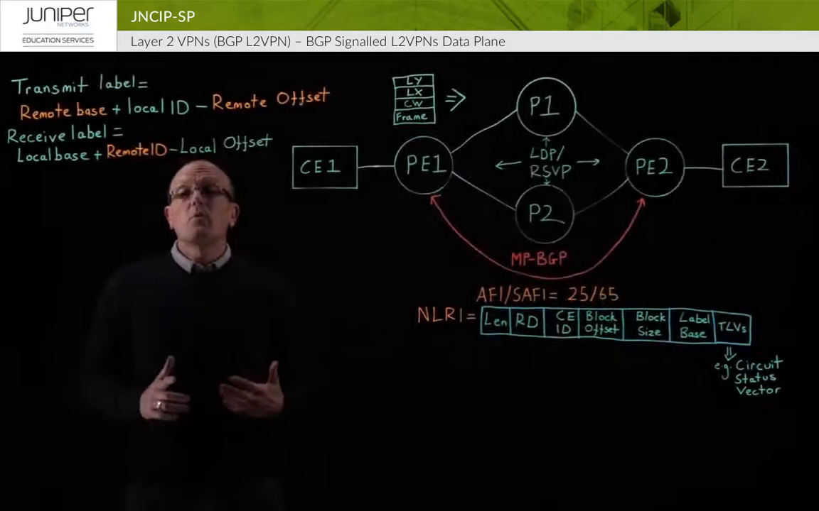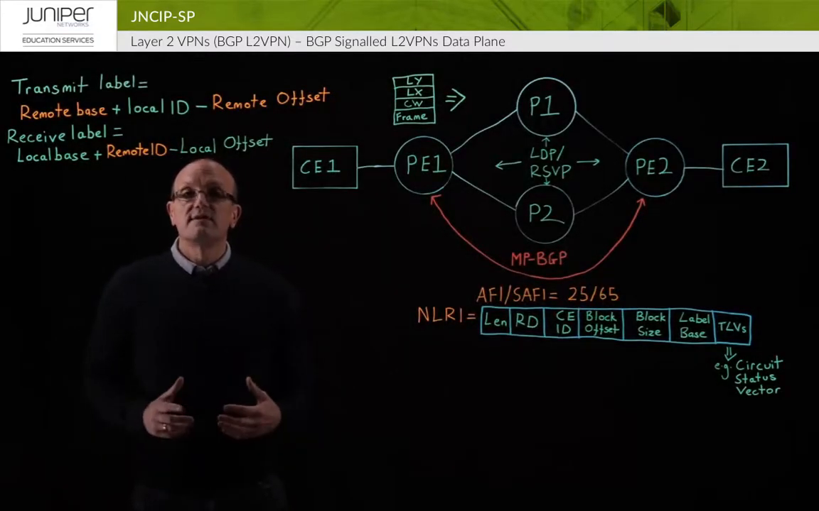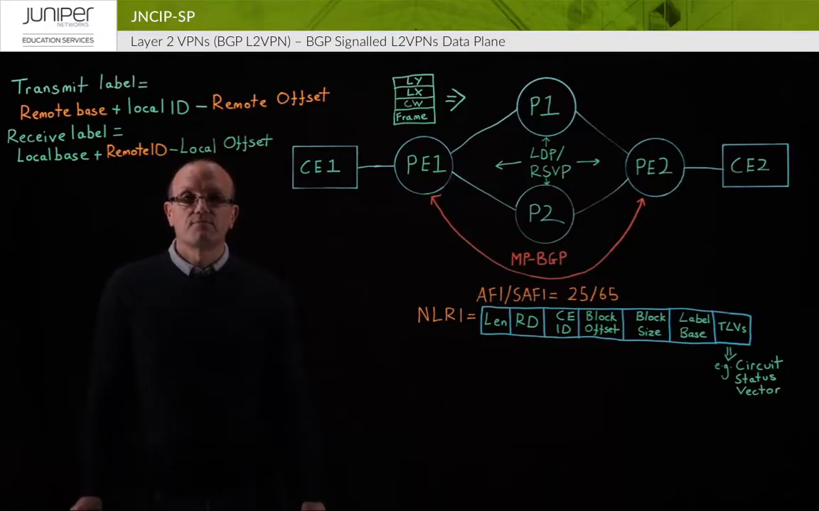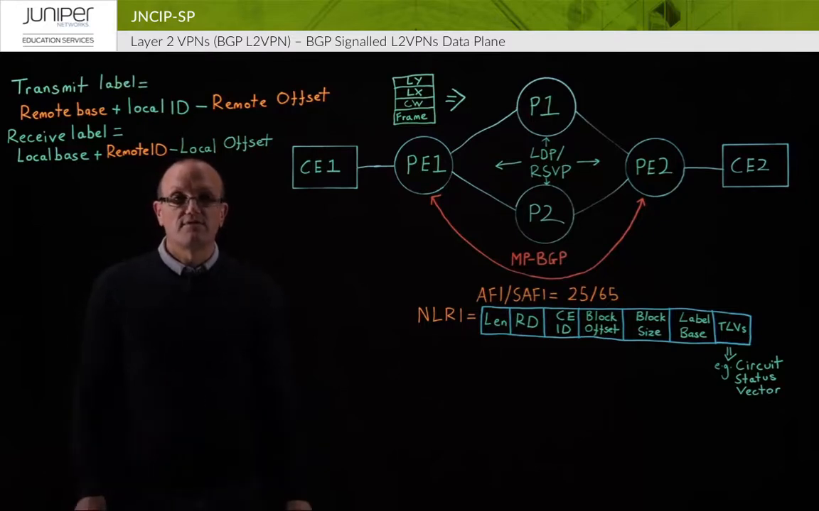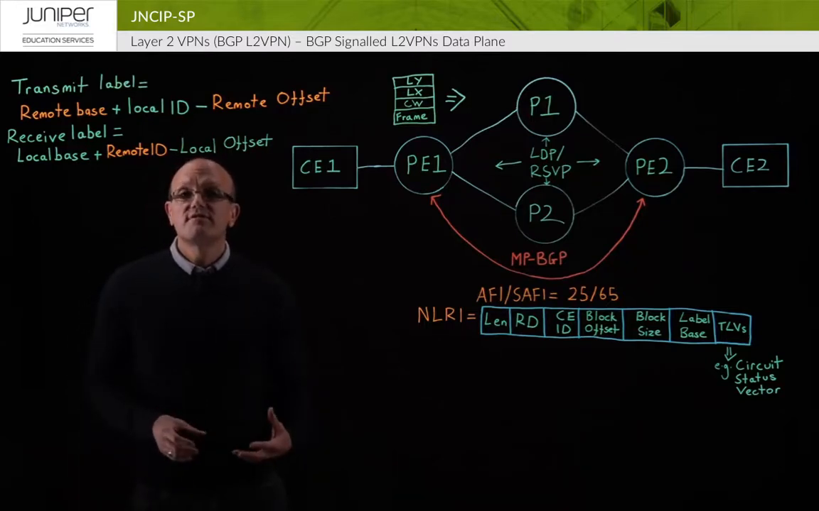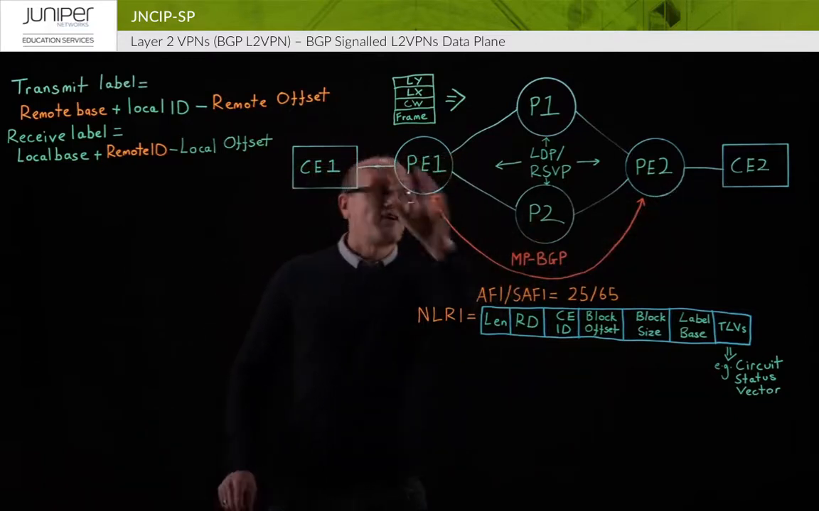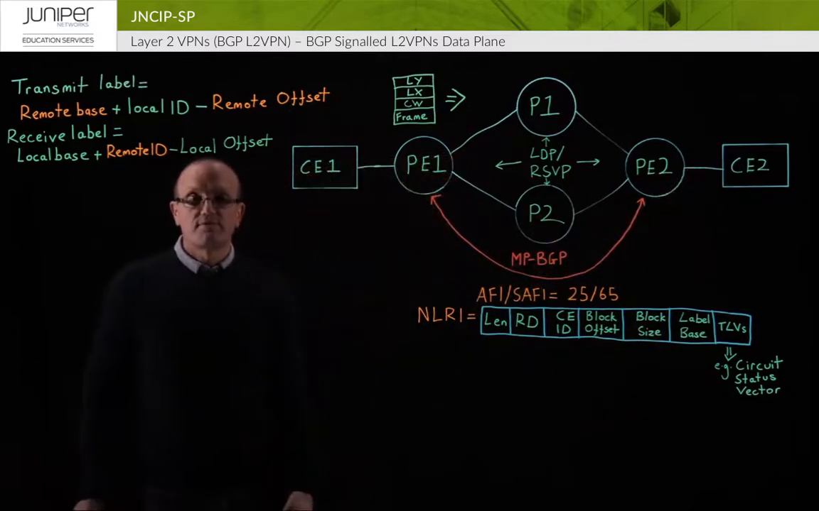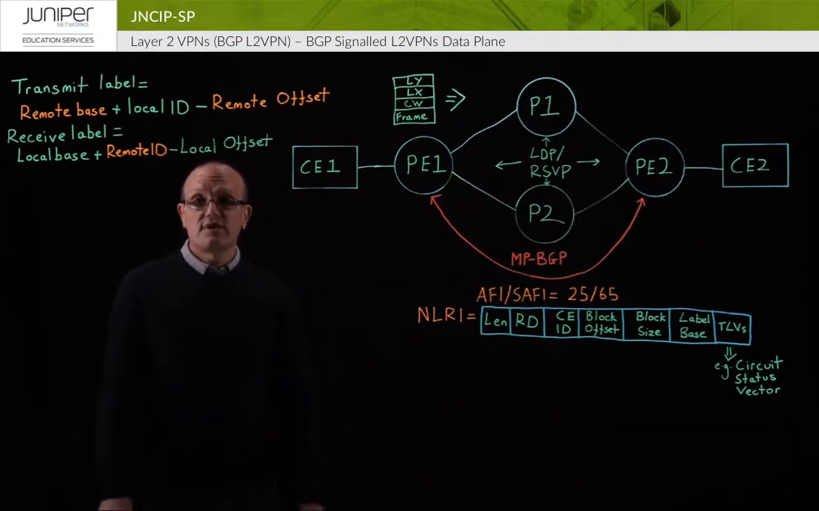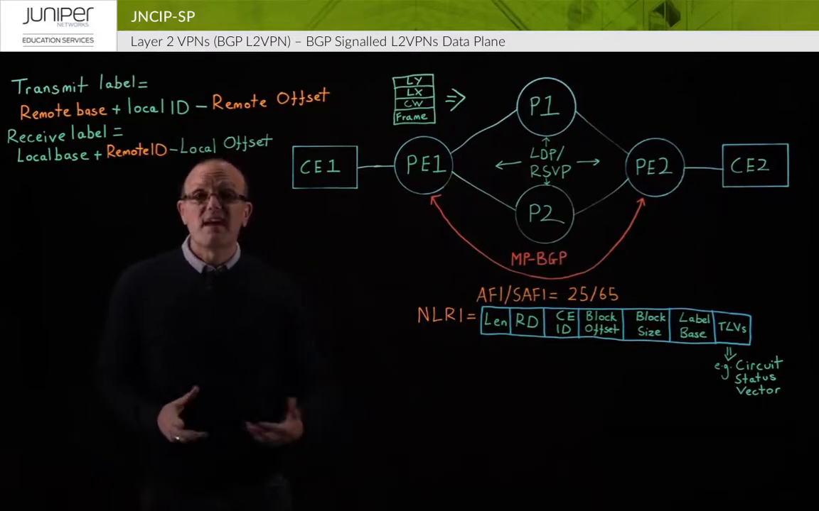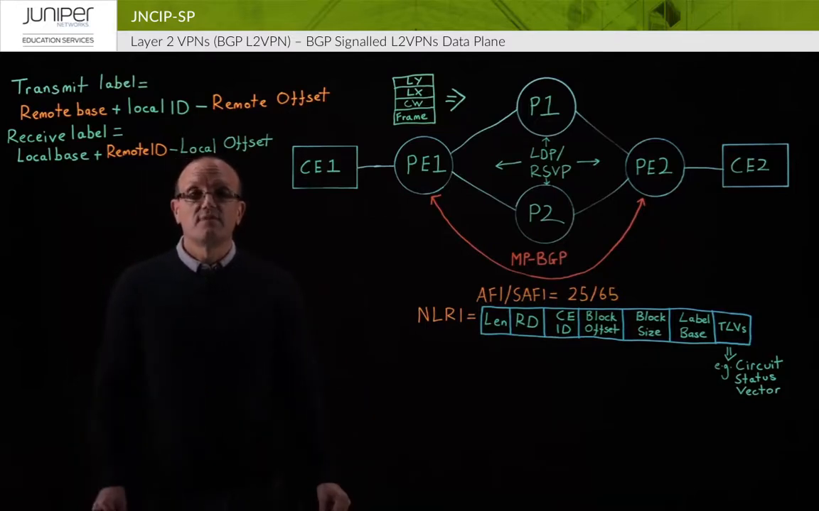In this video, we're going to take a look at the data plane of BGP signaled layer 2 VPNs. With BGP signaled layer 2 VPNs, we can support a number of different encapsulation types of the virtual circuits that we are providing to our customers. We can support Ethernet and Ethernet VLAN virtual circuits. We can support ATM, frame relay, PPP, and HDLC.